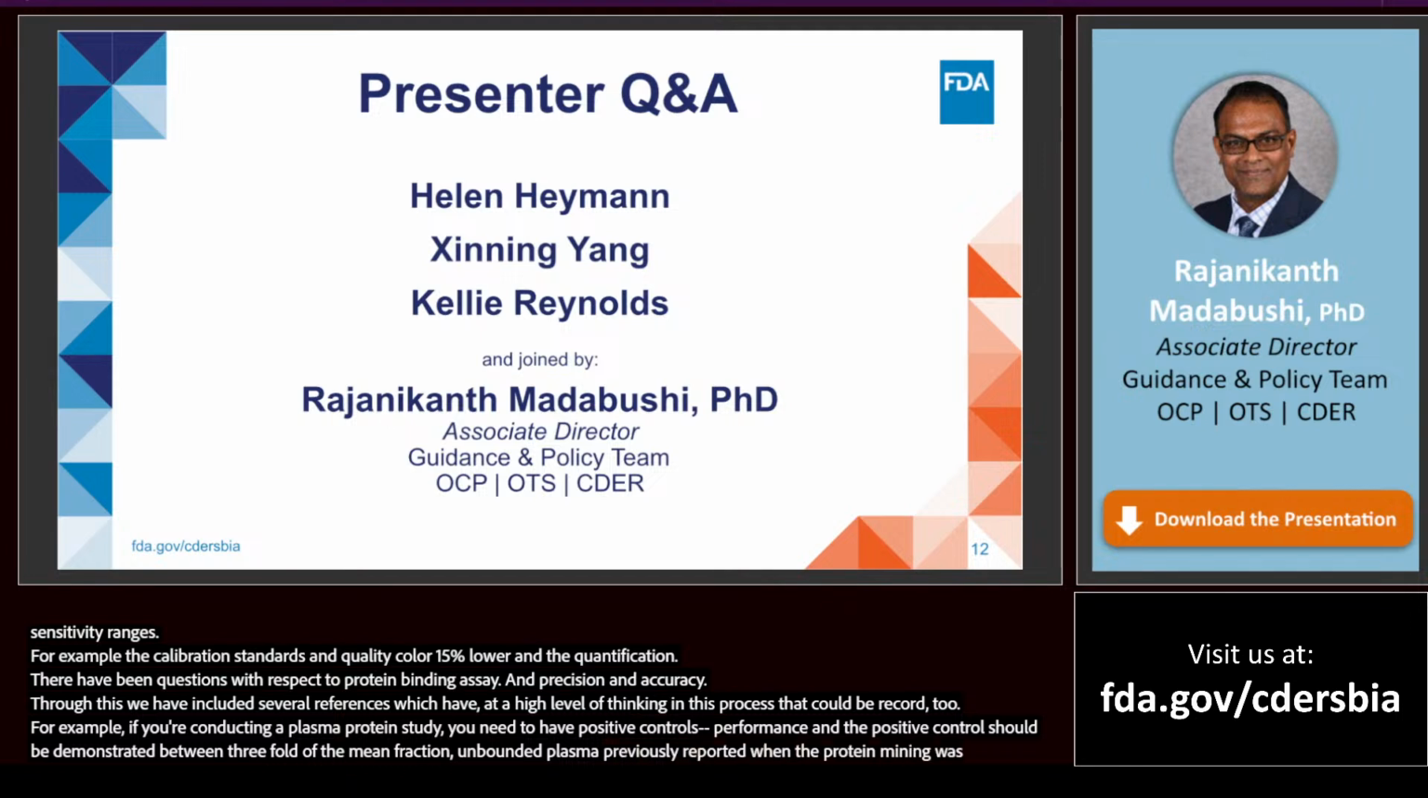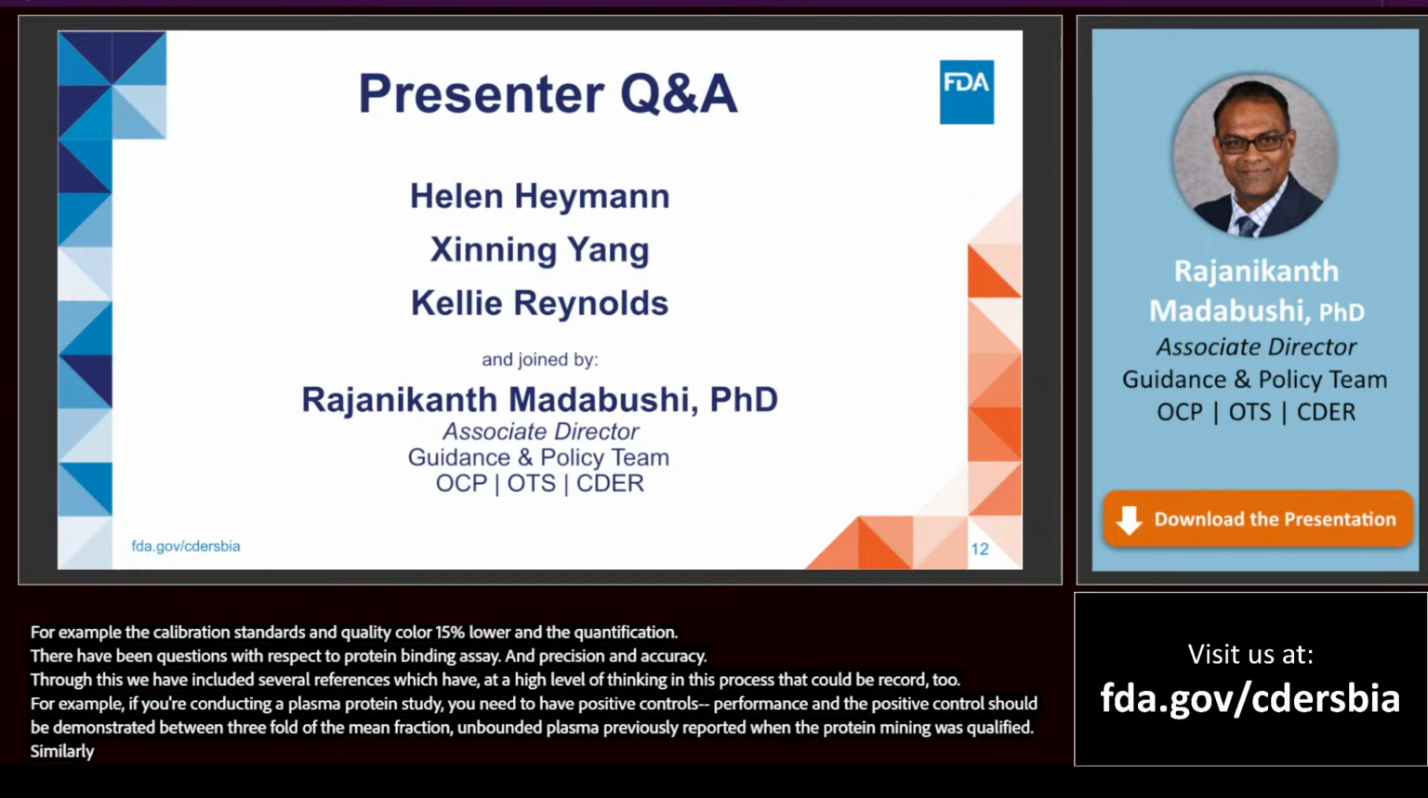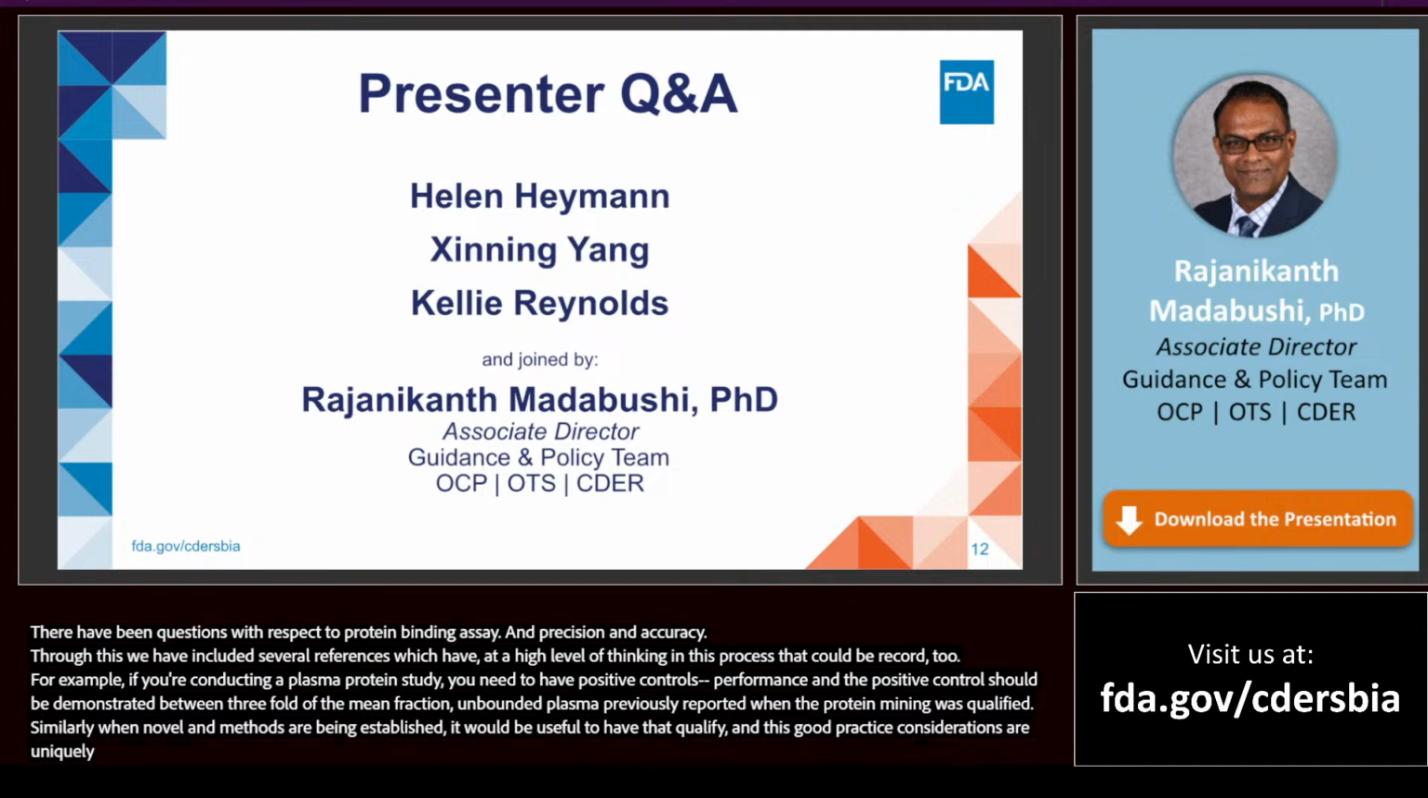Similarly, when novel and emerging protein binding assay methods are being established, it would be useful to have the assay method qualified against an orthogonal method. And these good practice considerations are not uniquely developed by the ICH M12 expert working group, but they have relied heavily on the reported research and publications by experts in the field that have been out there.